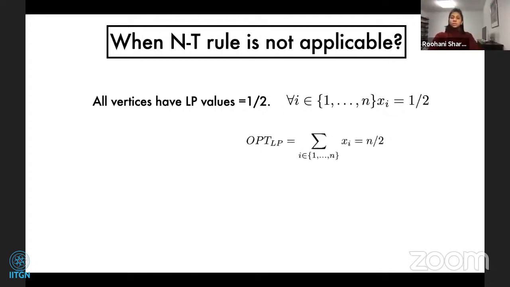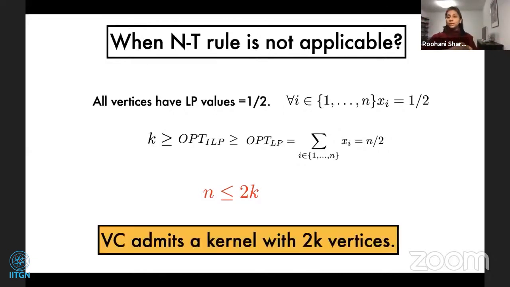And now since we know that opt LP is at most opt ILP, and opt ILP is actually the optimum vertex cover in the original graph, and since we're looking for a k size vertex cover, k should be at least the optimal vertex cover. So using this fact that k is at least n by 2, we conclude that when all LP values are exactly equal to half, the number of vertices in the graph is just 2k. And hence we get a 2k size kernel for the problem. So this is all that I wanted to say about the technical results.